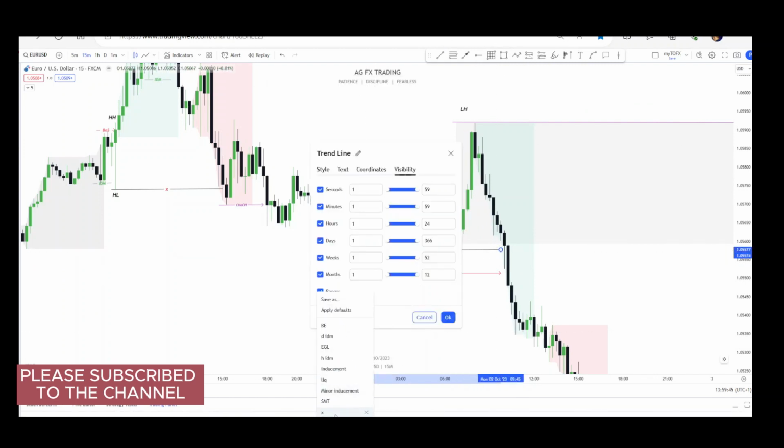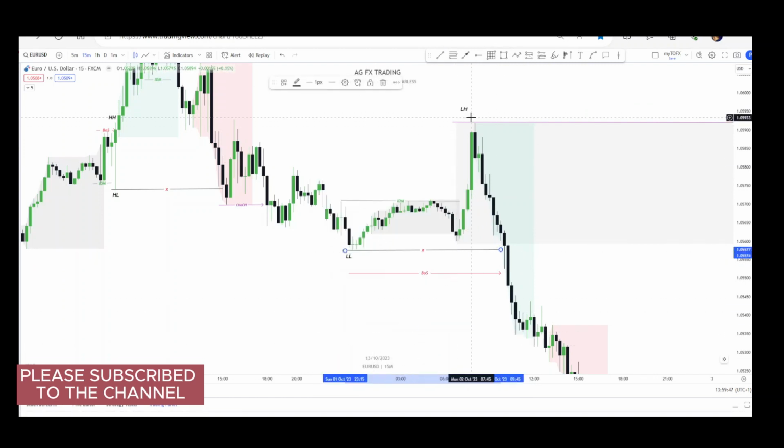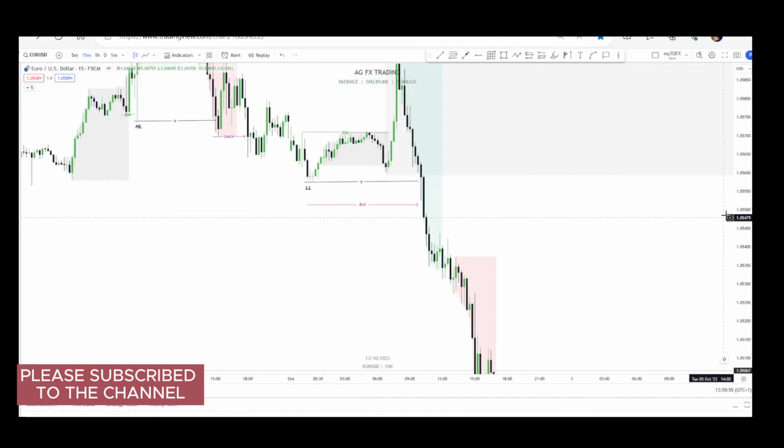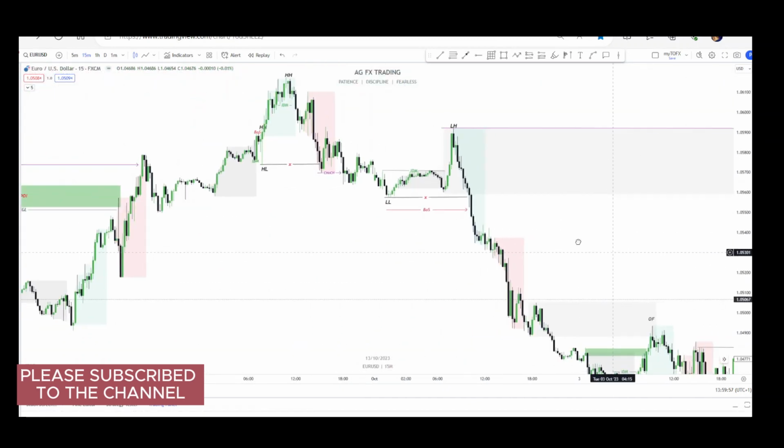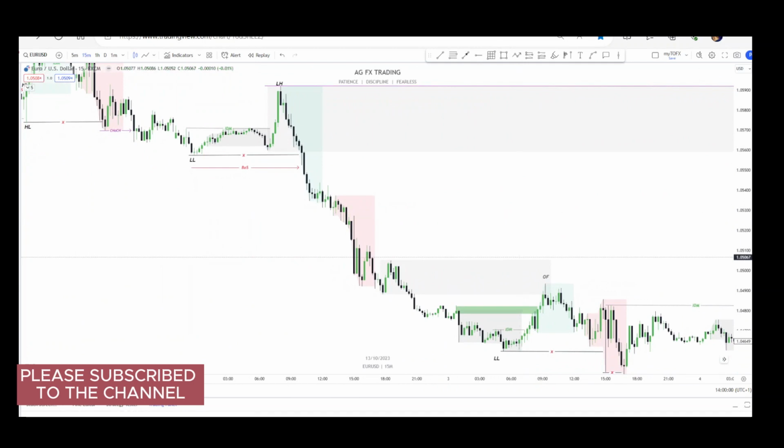So our lower low is not confirmed, our lower high is not confirmed because it did not close below it. Later on it closed below it, so our lower high is confirmed. Now what again do we do? We start looking for inducement.